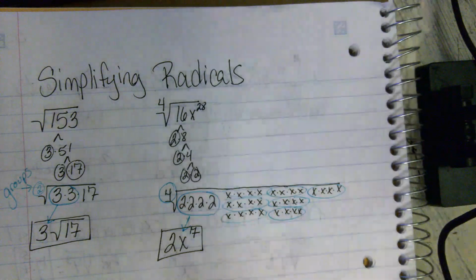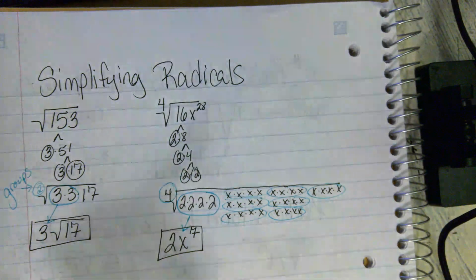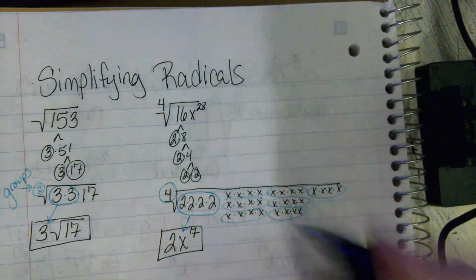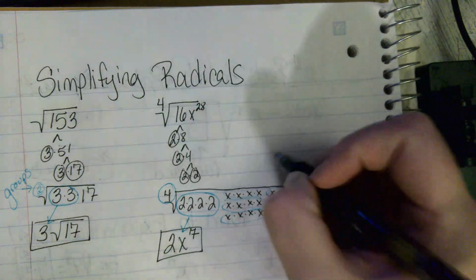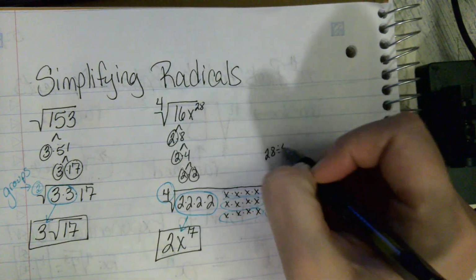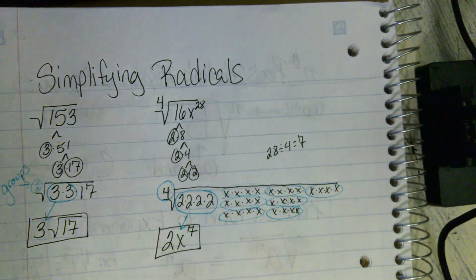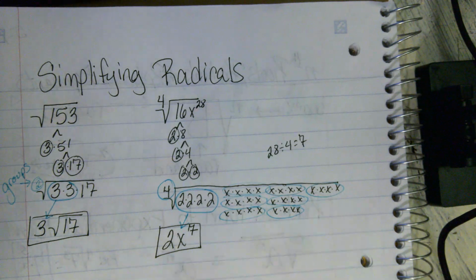Okay, so that does seem a little bit excessive. I'm sure you're thinking, okay, there has got to be an easier way than this, Miss H. And you're right. What we could do is say, okay, well, I have 28 x's. I know I need them in groups of 4, and I'm going to have 7 whole groups. And then, of course, if you get a remainder, it would just stay underneath the radical symbol.